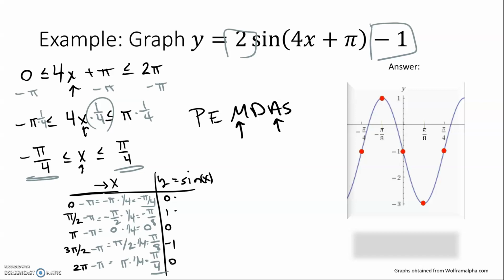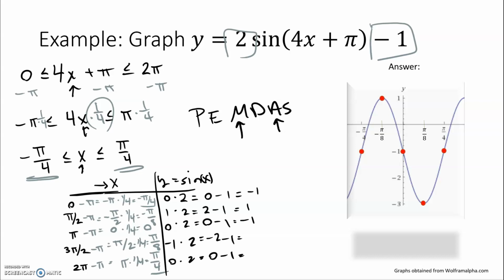So first I'm going to multiply each one of these by 2. So 0, 2, 0, -2, and 0. And then I'm going to subtract 1 from each of these. So that's going to be -1. 2 minus 1 is just 1. 0 minus 1 is -1. -2 minus 1 is -3. And 0 minus 1 is -1.